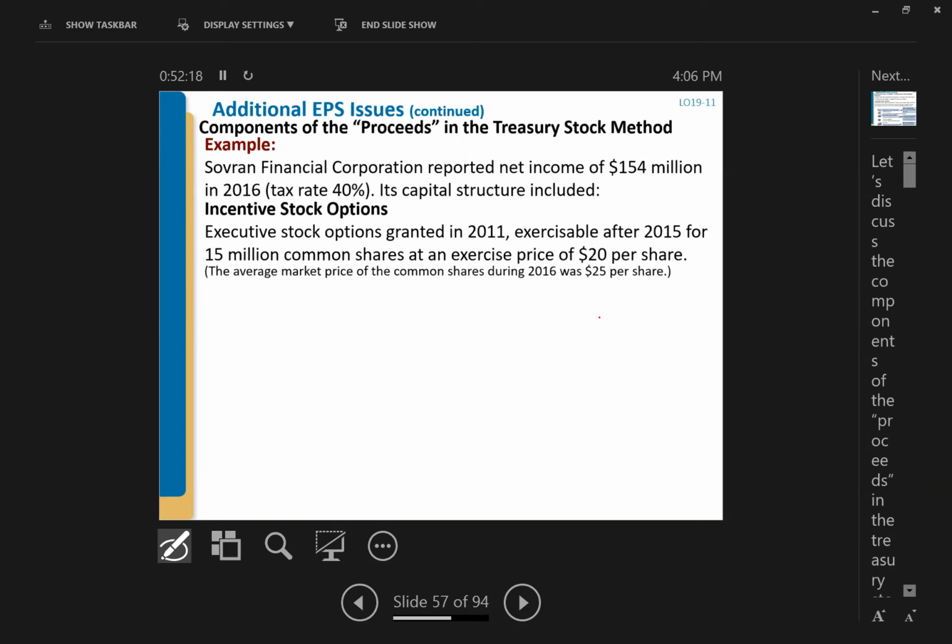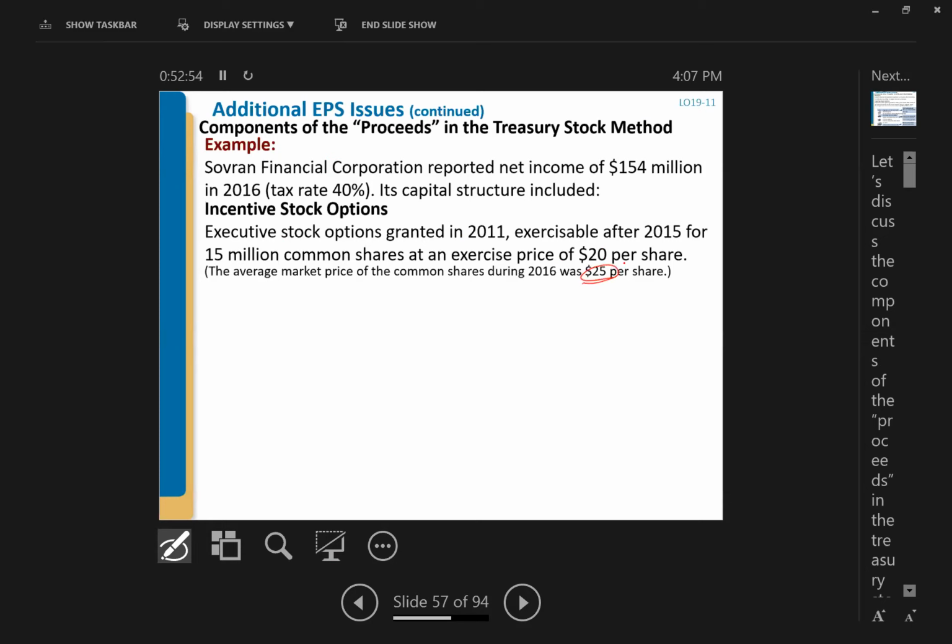Sullivan Financial reported net income of $154 million in 2016. Its tax rate is 40%. Its capital structure includes executive stock option grants in 2011, exercisable after 2015, for 15 million common shares at an exercise price of $20. The average market price of the common shares during 2016 was $25.